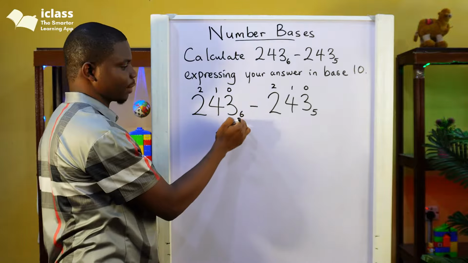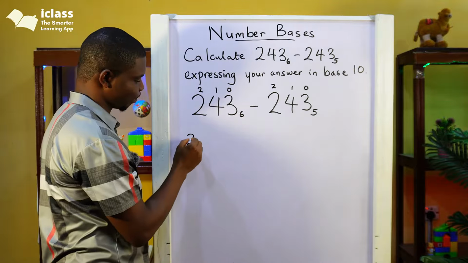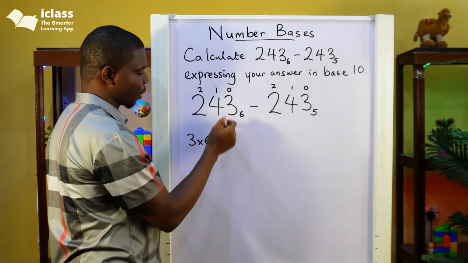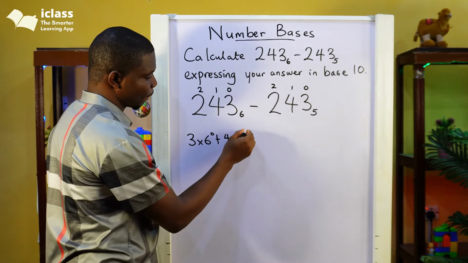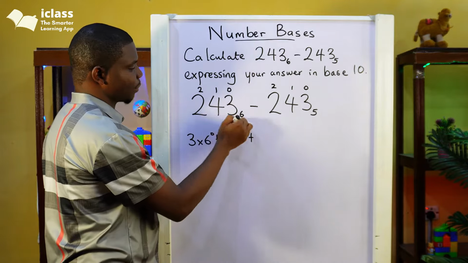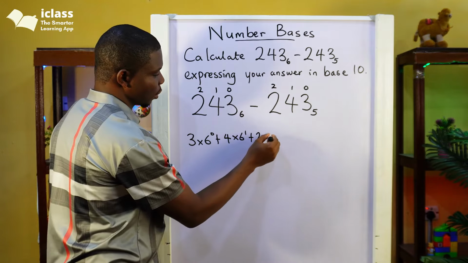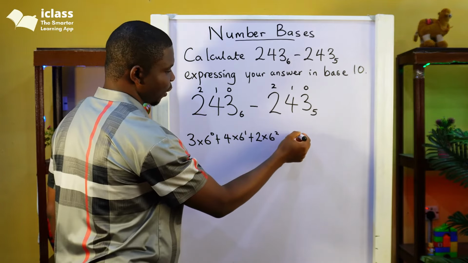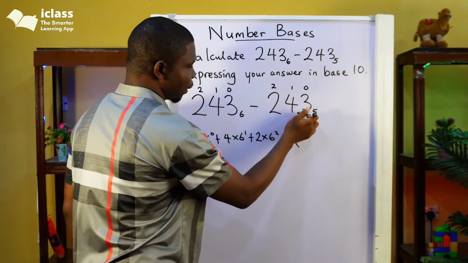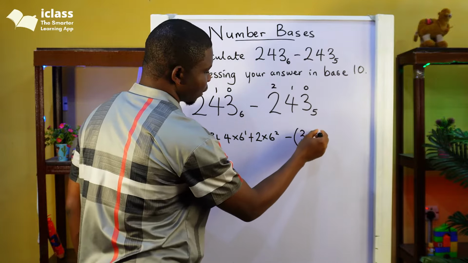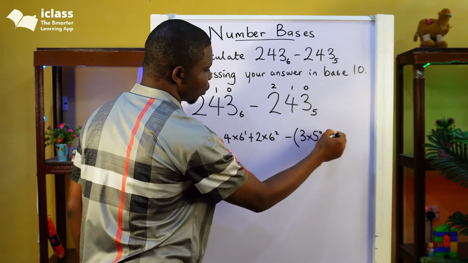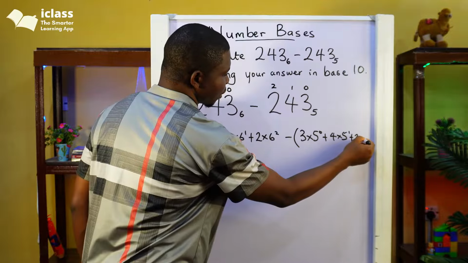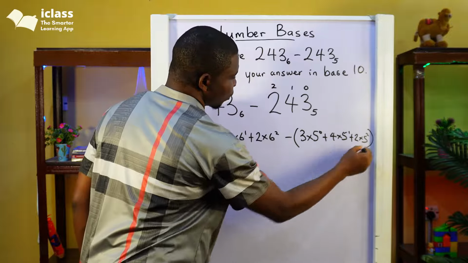And then we say 3 times 6 raised to the power 0 plus 4 times 6 raised to the power 1 plus 2 times 6 raised to the power 2. Then minus what we have here, right? 3 times 5 raised to the power 0 plus 4 times 5 raised to the power 1, then plus 2 times 5 raised to the power 2.